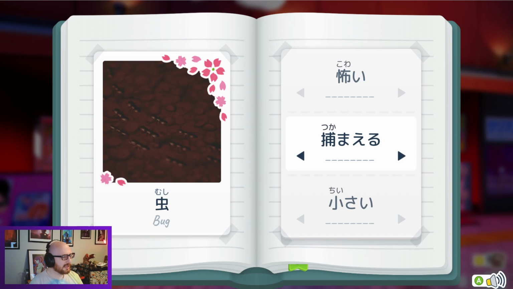All right. We have 捕まえる. Hey, don't interrupt me. 捕まえる. That える means that this is almost certainly an ichidan verb, and we can just drop the ru to go 捕まえます.